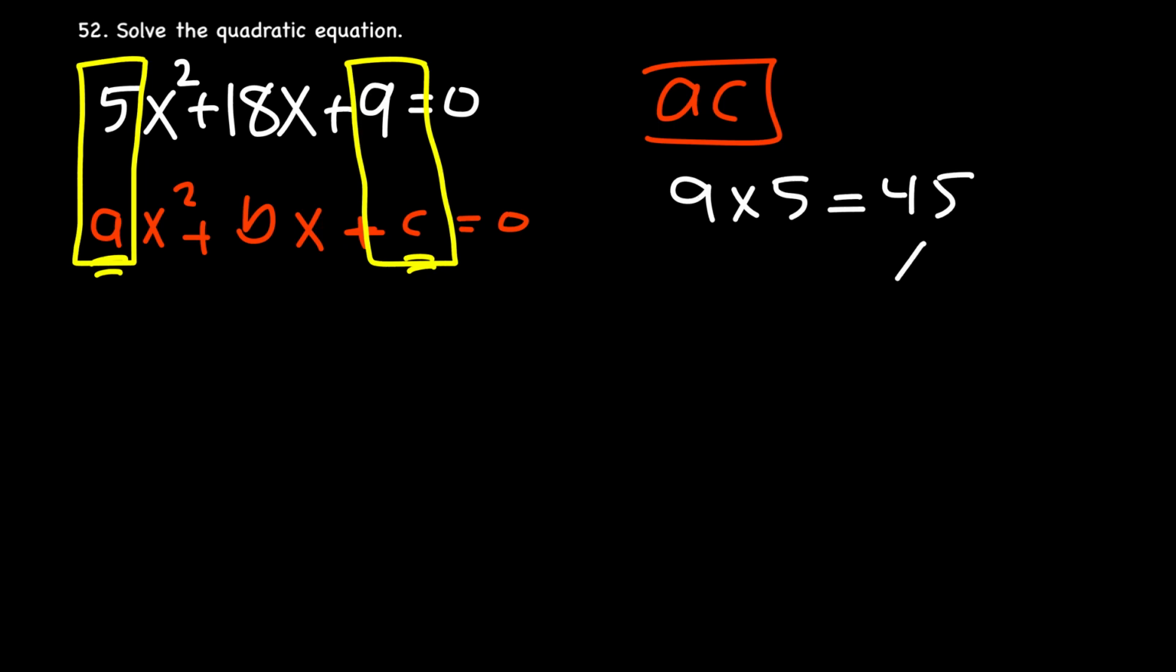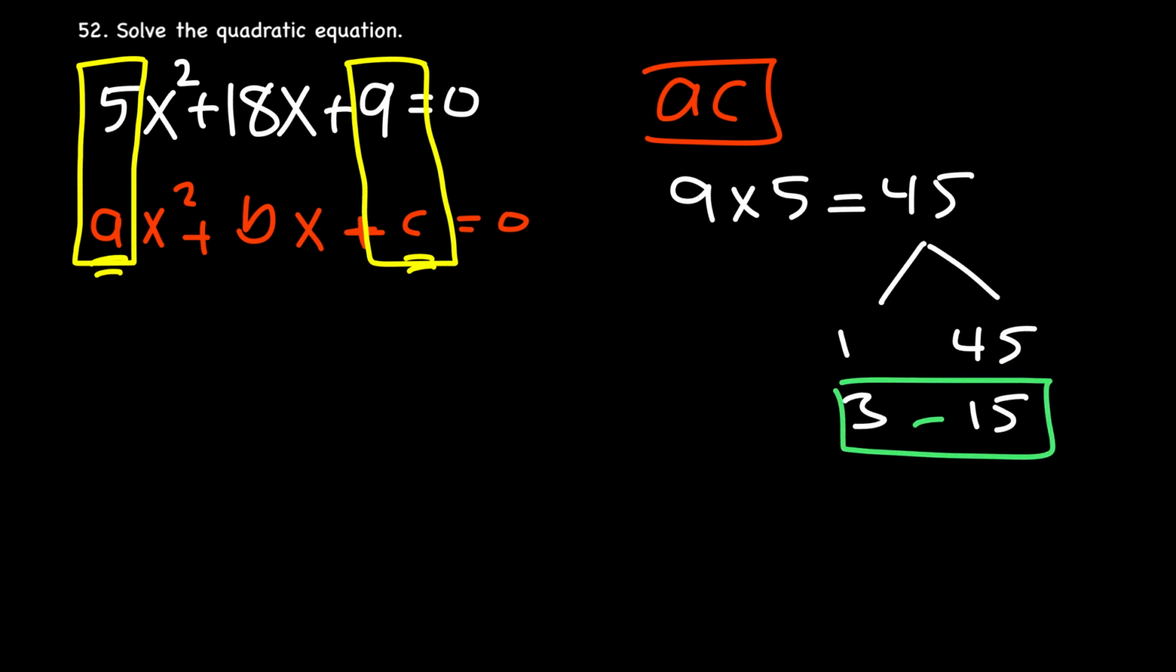The next step, I have to find two numbers that multiply to give 45 and add up to give positive 18. So we have 1 times 45 and we have 3 times 15. And of course, we will use 3 and 15 because if we add them up, we will get 18, which is the coefficient of the middle term.